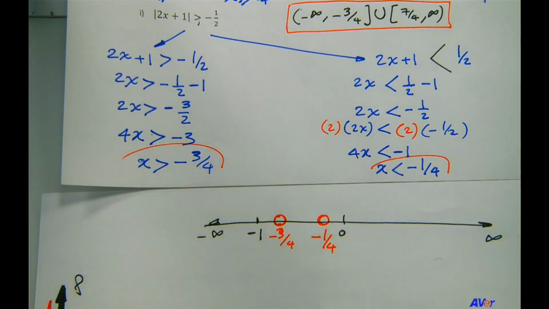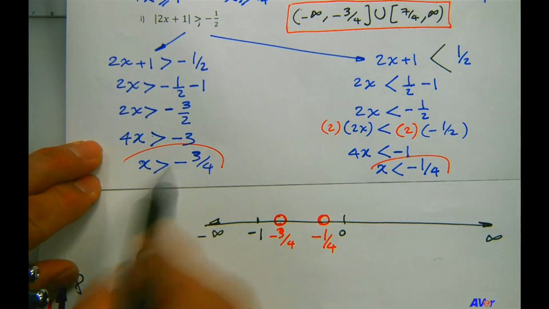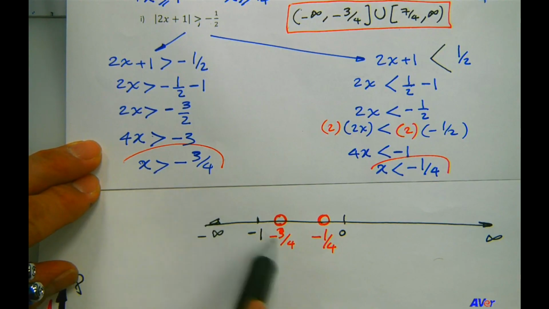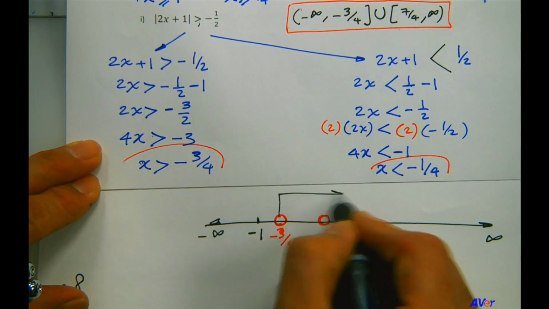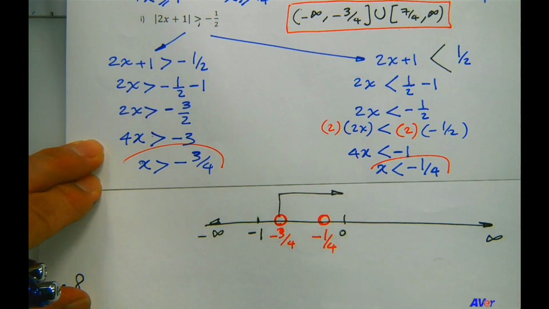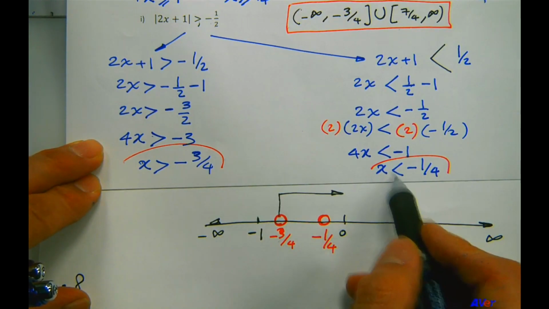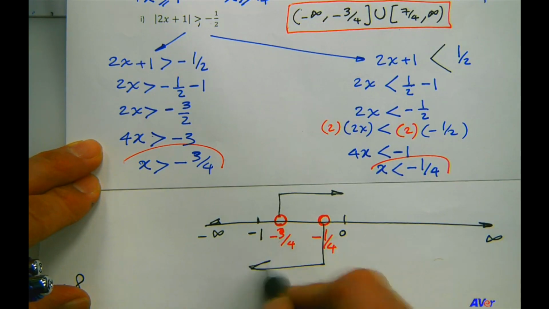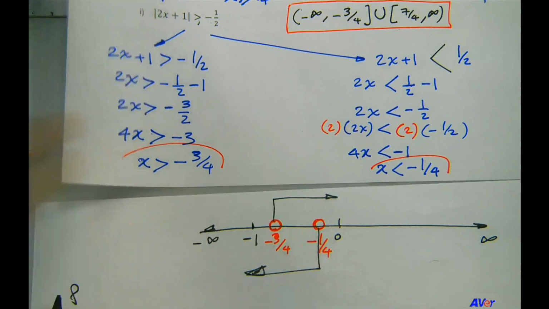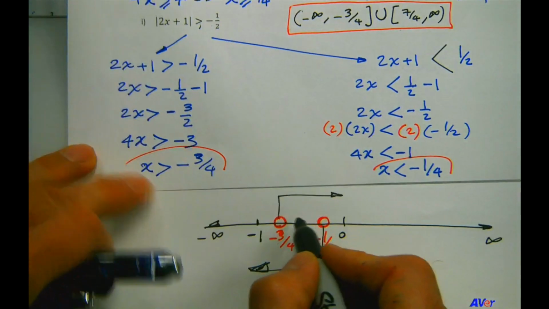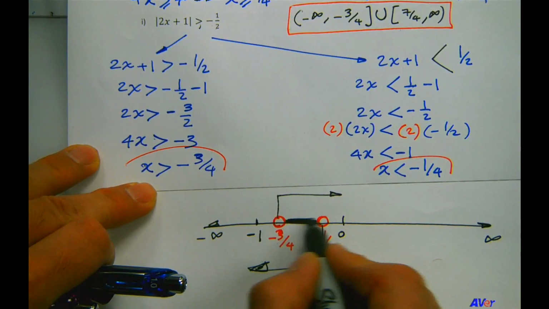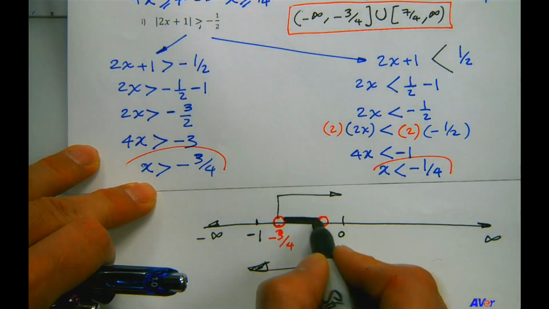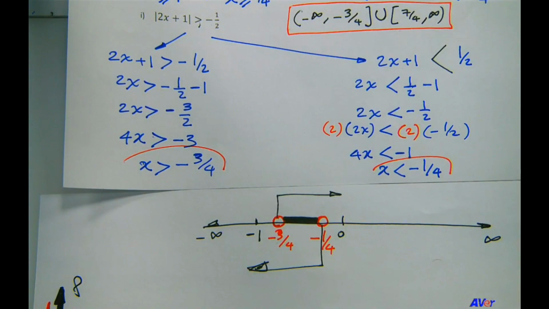Okay, so this one says x must be greater than negative 3/4. That means everything on that side is included. This one says no, x should be less than negative 1/4. So anything on that side should be included. Do they overlap? They sure do, right? Right here, they overlap in this small piece. Okay? So because they overlap, then the final solution is the overlapping piece.